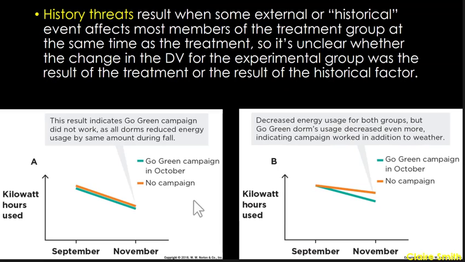The next threat we're going to talk about is a history threat. And this results from some external or historical event that's going to affect most members of the treatment group at the same time as the treatment's happening. So this is going to make it unclear whether the change in the dependent variable for the experimental group was a result of the treatment or a result of whatever historical external event is going on.